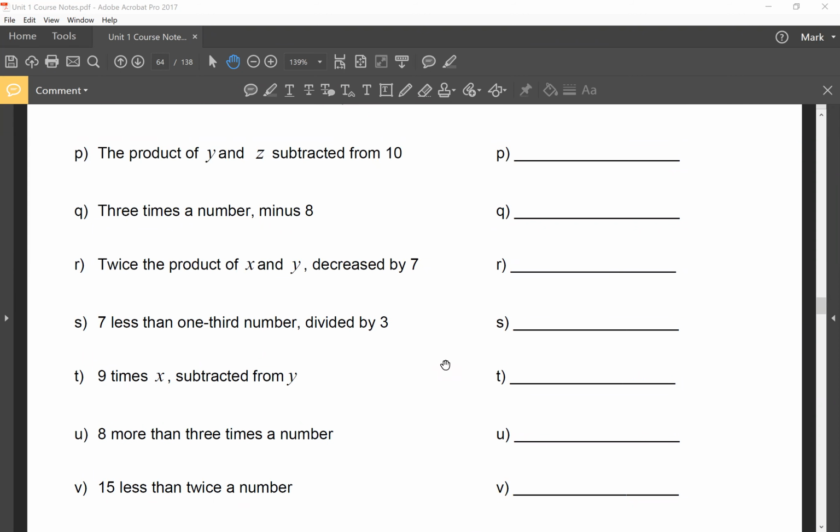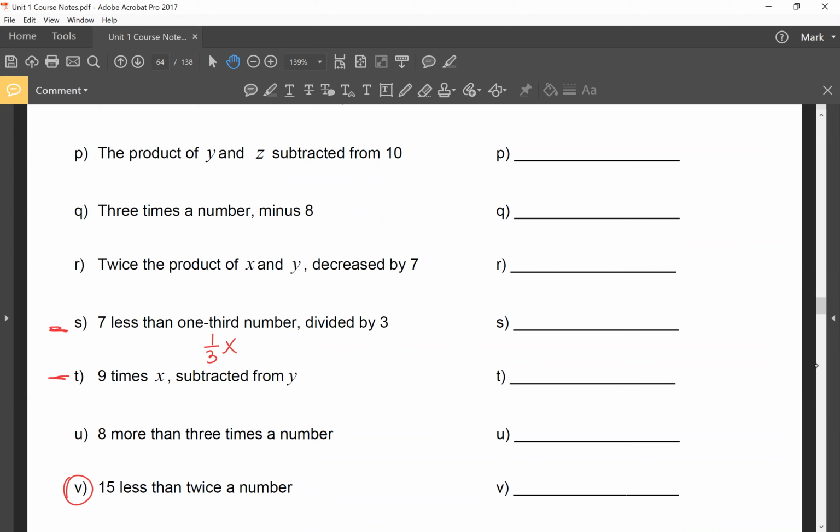So I want to show you S, T, and then maybe you can try V. Okay, so let's look at S. 7 less than 1/3 a number divided by 3. What a crazy question.